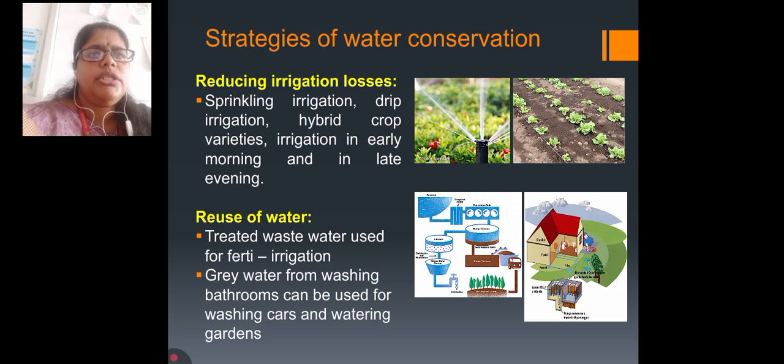Next, reducing irrigation losses: sprinkling irrigation, drip irrigation, hybrid crop varieties, irrigation in early morning and late evening. So these are a few techniques which can be adopted for irrigation and reuse of water. Treated wastewater is used for fertile irrigation. Grey water from washing and bathrooms can be used for washing cars and watering gardens.